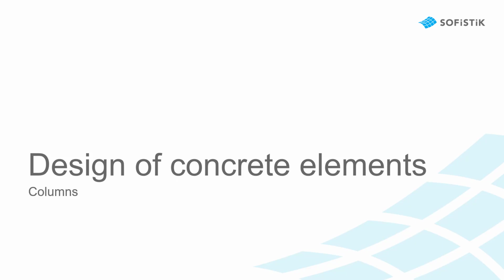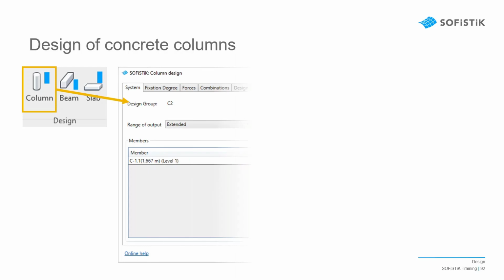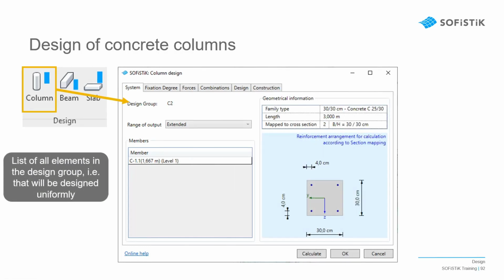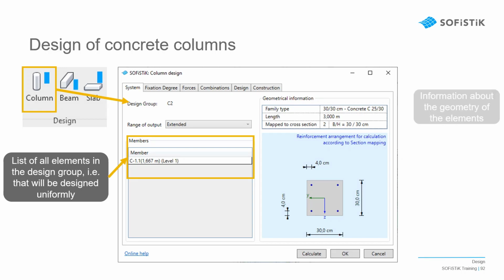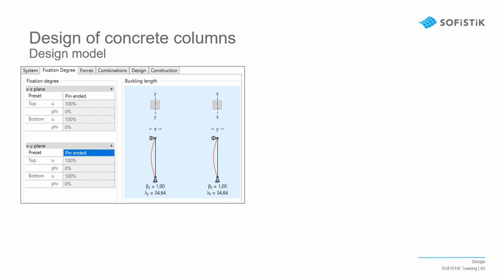First of all, let us look at the design of concrete columns. In the corresponding dialog, you will first have an overview of the elements listed in the design group, as well as general information about their geometry. Please note that only elements with a similar cross-section can be designed together as a group.